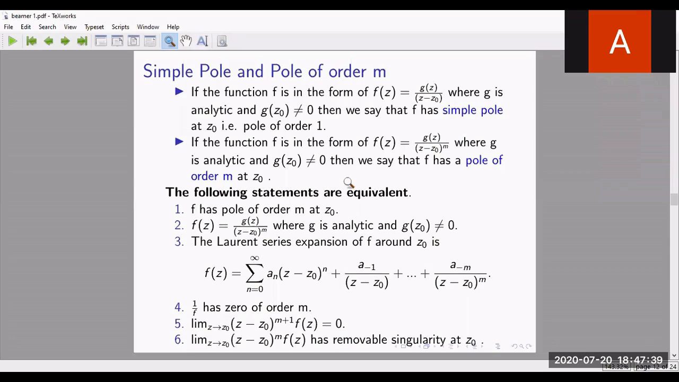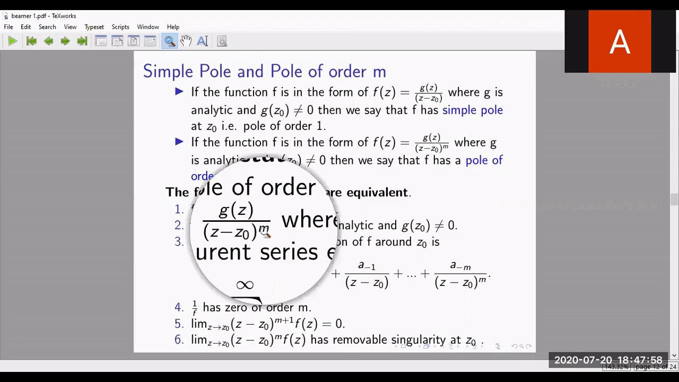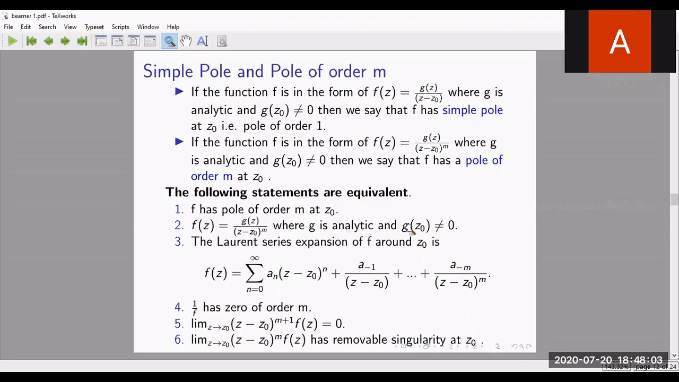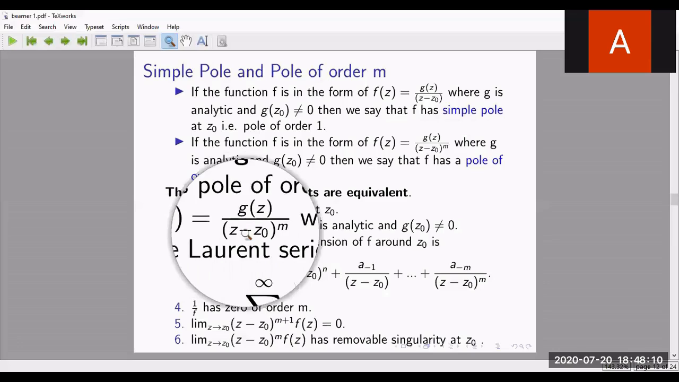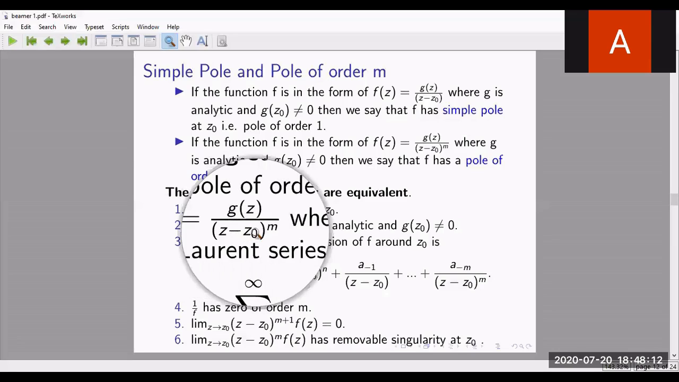Now the following statements are equivalent. If f has a pole of order m at z naught, then f looks like g of z by z minus z naught raised to m. The term which makes the denominator 0, we can clearly see, is z minus z naught raised to m, and m means it has a pole of order m, where g is analytic and g of z naught is non-zero. I mean the numerator term will be analytic. Because of this term we are getting the denominator as 0 and hence this has a pole of order m.